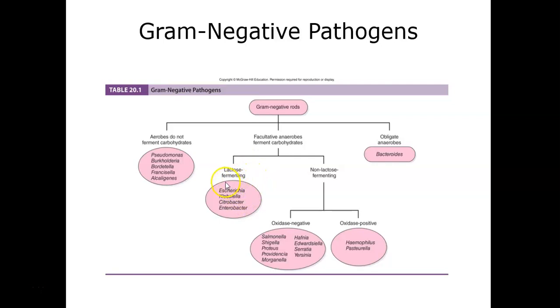We then, from there, take our facultative anaerobes, and we can talk about those that ferment lactose and those that do not ferment lactose. So our lactose fermenters include things like E. coli, Klebsiella, Citrobacter, and Enterobacter. So we're going to get into and talk about the majority of these groups today, but this is just an overall 30,000 foot view of the different microbial pathogens that we will get into as we talk about our gram negatives today.